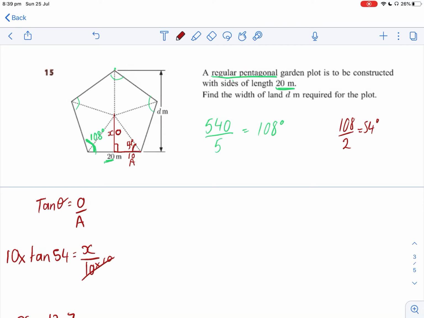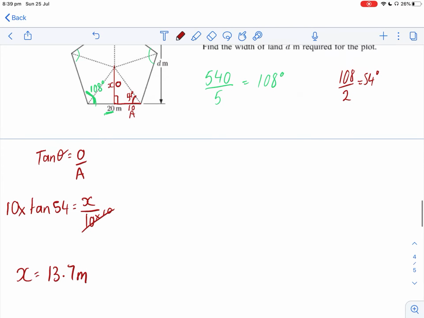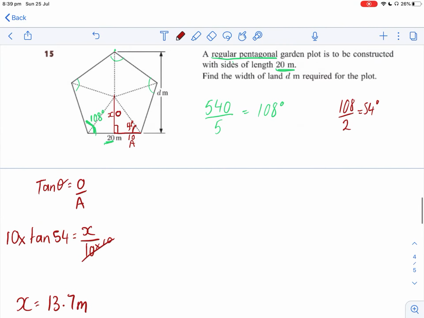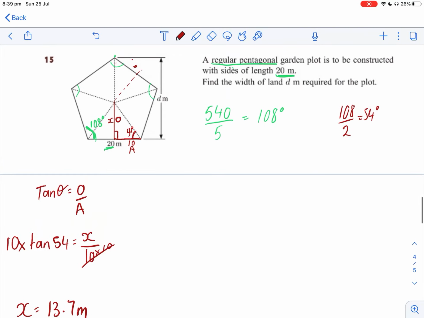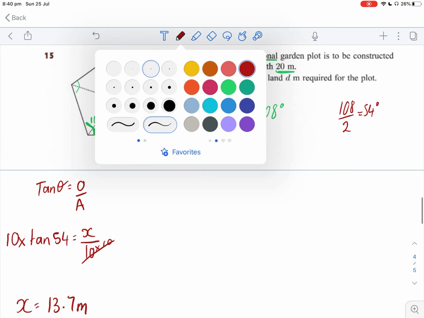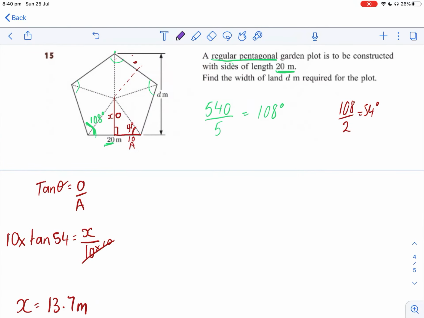Now, you might think at this point that you would just double this because they look like they're the same, but they're actually not, because this height here on this triangle here is actually that height there. So we actually need to do a whole different equation to work out, let's do purple, this length here.